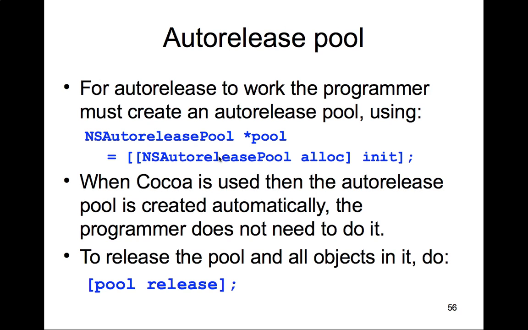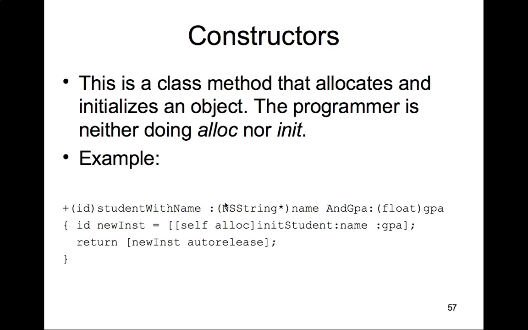So Cocoa is used when the auto release pool is created automatically. You don't need to actually do it. And it will release the pool and all of the objects in it when you release it.